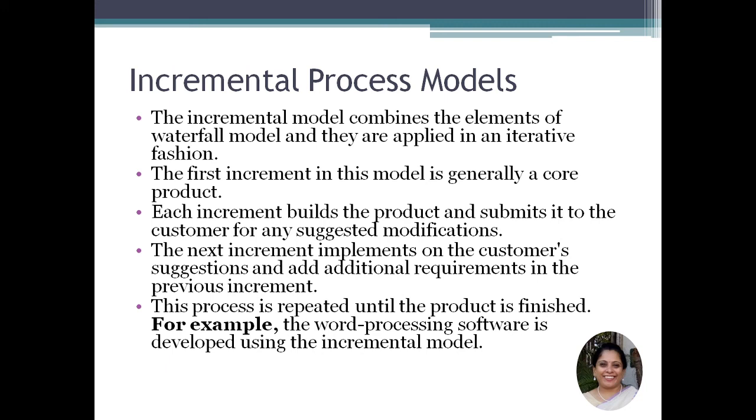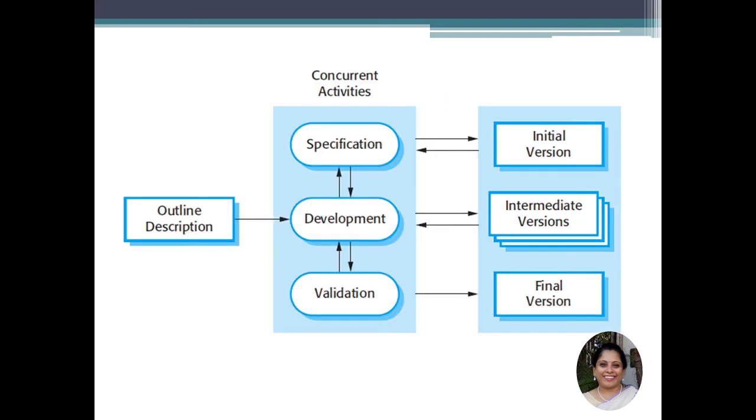Now, this is the incremental model. We have tried to represent it graphically. We get the outline description, and then concurrent activities: we take the specification, we develop, and then we try to validate. If there is any problem with the validation, we go to the development again, and again to the specification. After each and every increment is done, we try to share it with the customer, so we have a judgment. So we try to cover the disadvantage given in the waterfall model, that only at the end do we come to know that the customer is not satisfied. Here at each and every level we get feedback and we can work on it and increment our product.